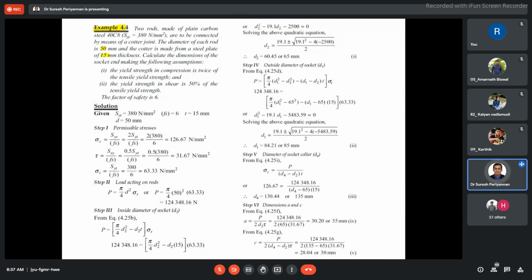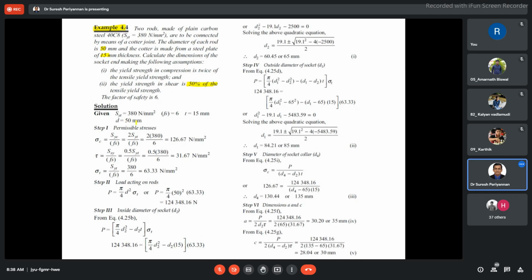Calculate the dimensions of the socket, making the following assumptions. There we are considering two assumptions. The first assumption, the yield strength in compression is twice the yield strength in tension. This is nothing but SYC, the compressive strength, which is equal to twice the SYT. The second assumption they have given: the yield strength in shear is 50% of the tensile strength. Even if they are not given, we are going to consider like this. Now the factor of safety they have given here. Factor of safety is 6.